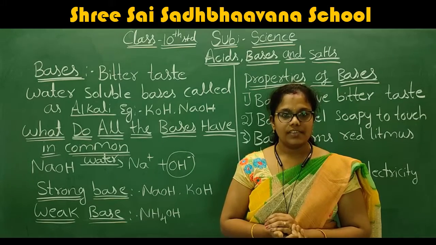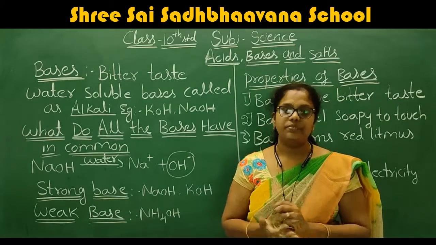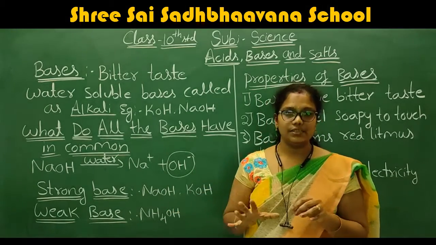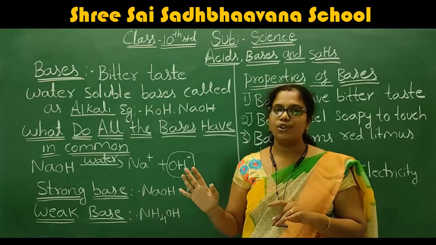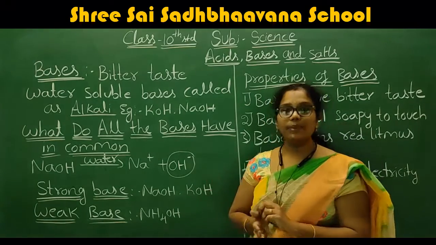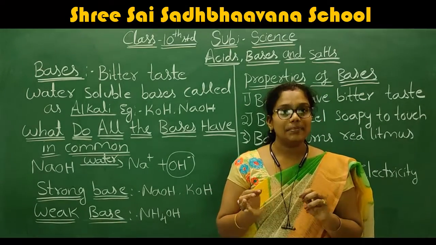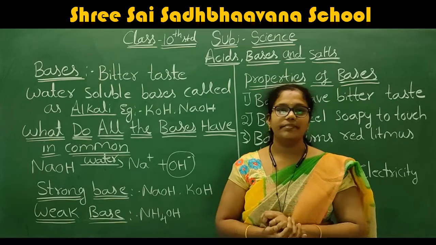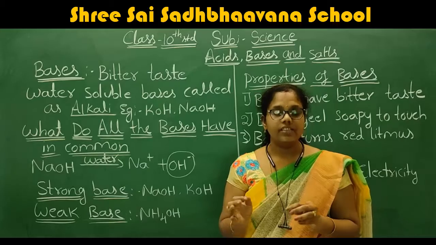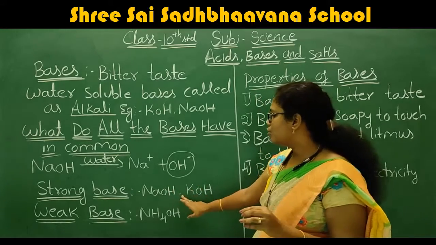If complete ionization takes place, that means NaOH completely ionizes to Na plus and OH minus. And KOH also completely ionizes to K plus and OH minus. Therefore, this type of base we call a strong base.